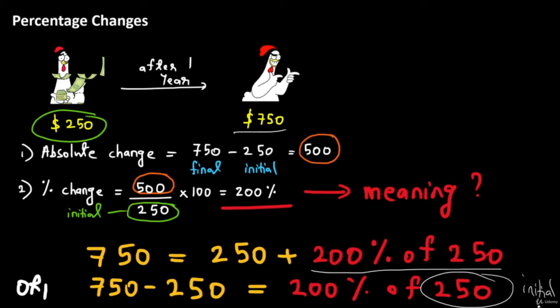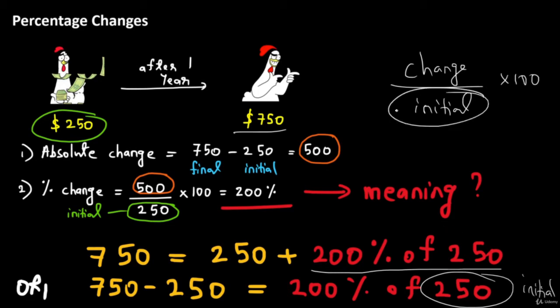And hence the percentage change in the money that Mr. Hen has is 200%. And remember, the way we found 200% is change divided by the initial amount into 100. Now the most common mistake that students make is they get confused whether to have the initial amount in the denominator or the final amount. Now we'll see in questions, with some practice you will be able to avoid this common mistake. But remember, when you want to find the percentage change, the denominator over here is always the initial amount.